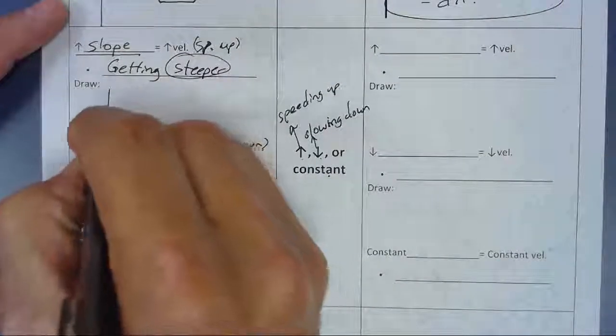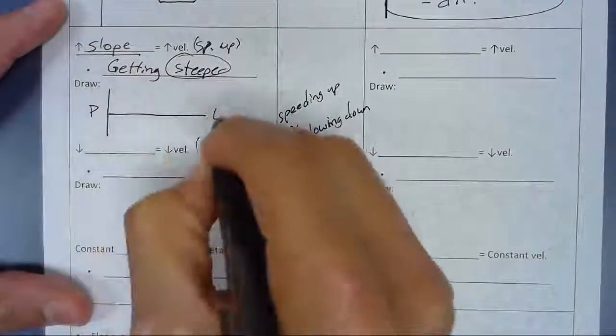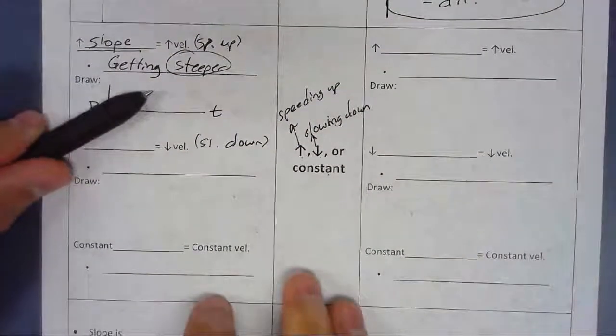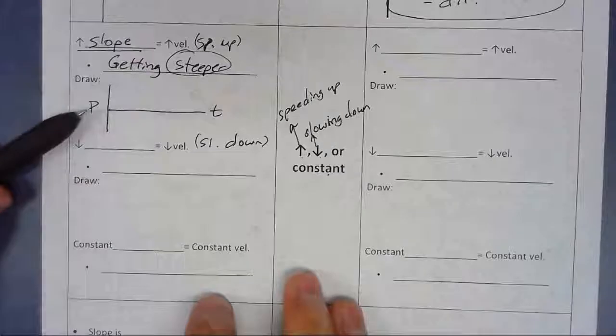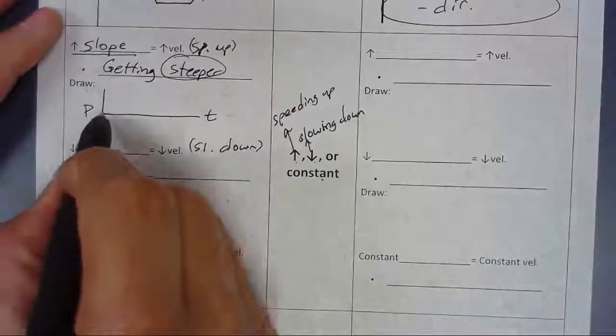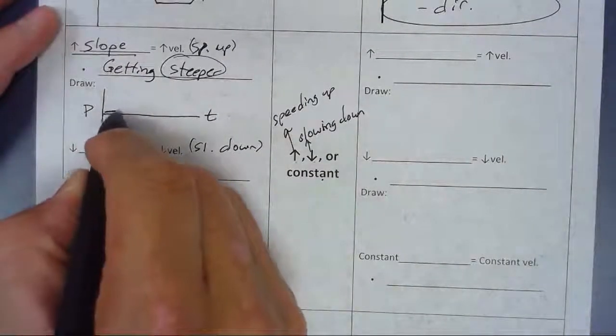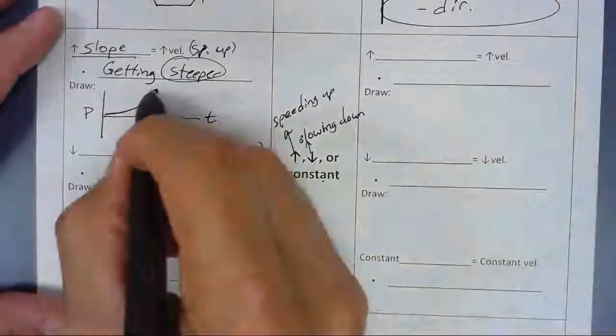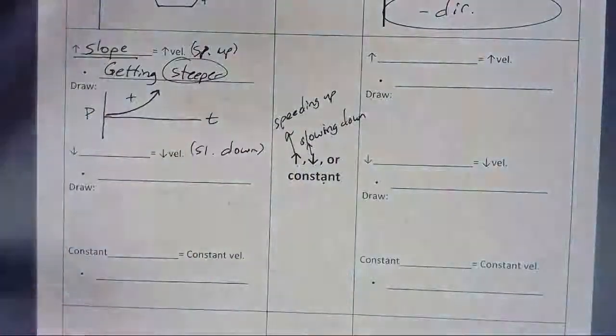Let's draw the two that you could see. If it's a positive slope, remember positive slopes go up and to the right, but it's not going to be a straight line now. It's going to get steeper as we go along. So all of these slopes are positive, but they're increasing. It's going up and up and up. It's getting steeper and steeper. So that's positive direction, positive slope, but increasing slope. Positive increasing slope is a positive increasing velocity.